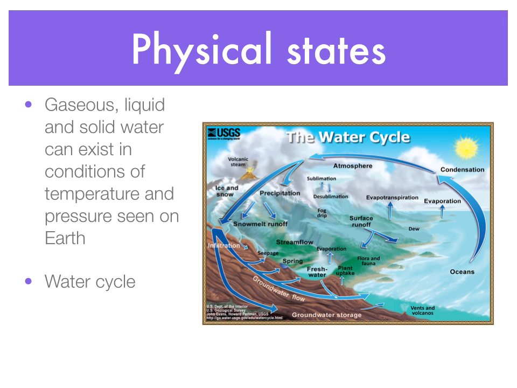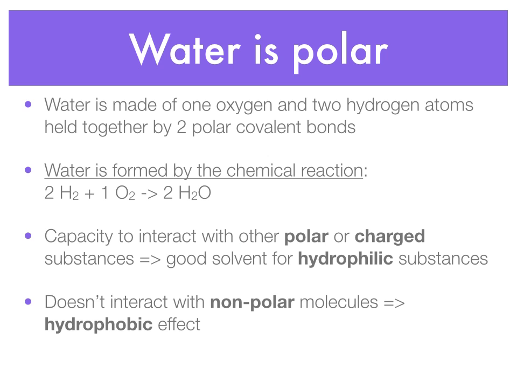The second property comes from the fact that water is polar, and it gives it its capacity to interact with other polar or charged substances. And this comes from the way water is formed. You all know that water is made of one oxygen atom and 2 hydrogen atoms, and they are held together by means of 2 polar covalent bonds.